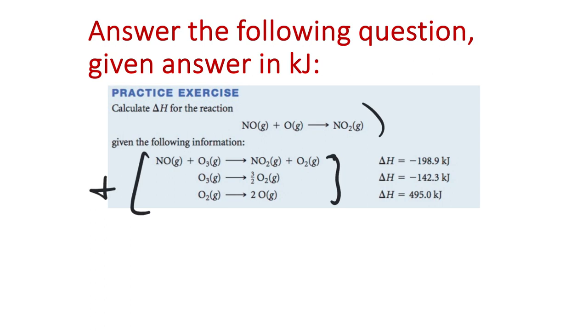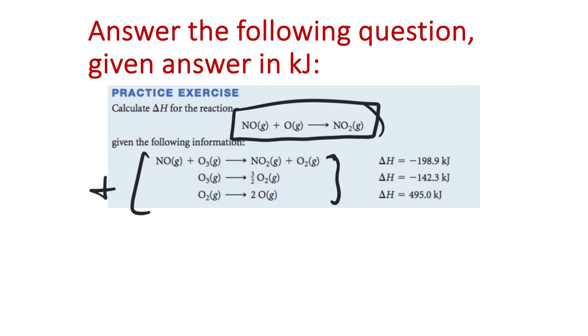Like if you notice right now, if I add these three reactions, I don't think it would make a lot of sense. If I just physically add the reactions as is, I would have NO plus 2O3 plus O2 go to NO2 plus O2 plus another 3 halves O2 plus 2O. See how nothing really balances. So we have to somehow get these reactions to balance out to give us this desired reaction up here. So how might we approach this problem?